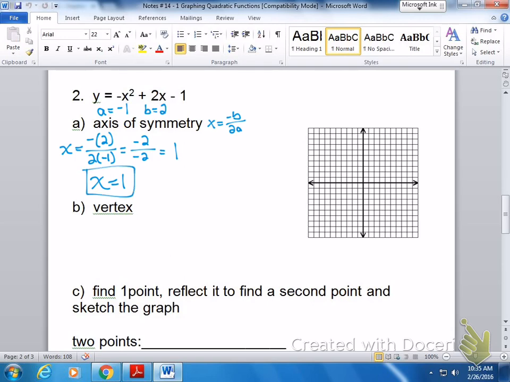I'm going to go ahead and sketch that on my graph. Let's see, it's x equals 1, so it's a vertical line going through positive 1. So there's my axis of symmetry.